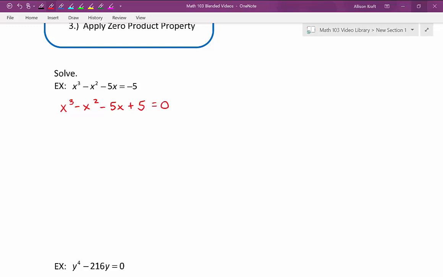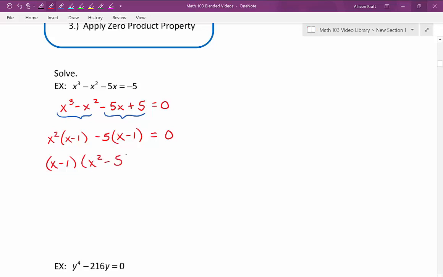This polynomial has 4 terms to it. The technique we want to apply is factor by grouping. We'll factor out a GCF of x squared out of our first 2 terms, leaving us with x minus 1. We have a GCF of negative 5 in our second 2 terms, leaving us with x minus 1. We factor out the common binomial factor, x minus 1, and we're left with x squared minus 5. And we're still equal to 0.